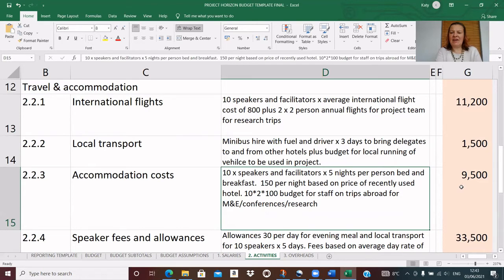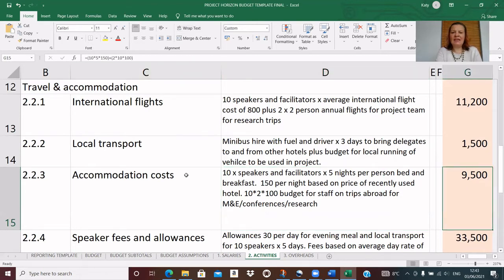So let's have a look at the formula there. That just translates the narrative into a formula. So I've got my 10 speakers times 5 nights per person at 150 per night. And I'm also including 2 people for 10 nights at 100 per night for the M&E and research trips abroad.